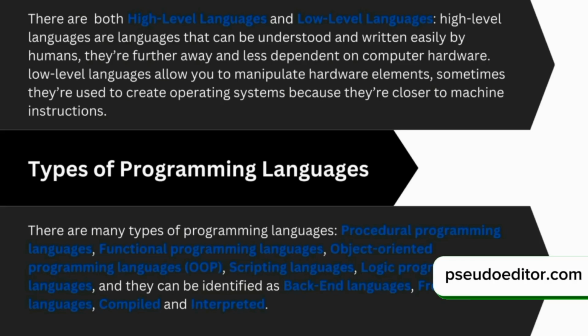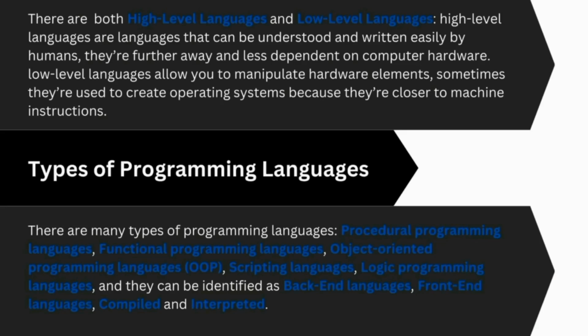Now the types of programming languages, starting with low and high-level languages. High-level languages are less dependent on computer hardware, while lower-level languages rely on it more. There are many types of programming languages. Number 1, procedural programming languages. Procedural programming languages are a type of language that follows a step-by-step approach to solve problems. Number 2 are functional programming languages. Functional programming languages are languages that use functions as variables, arguments, and return values.